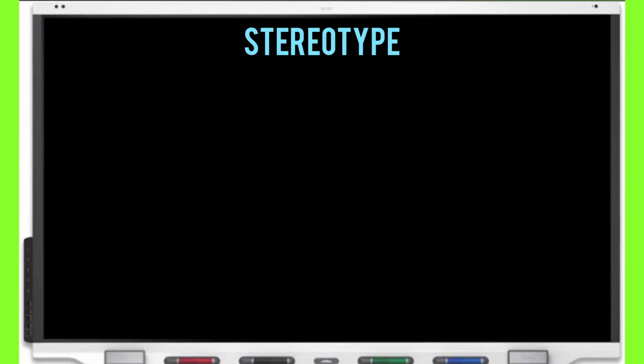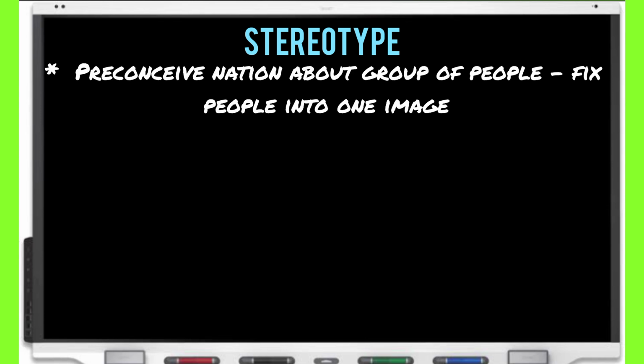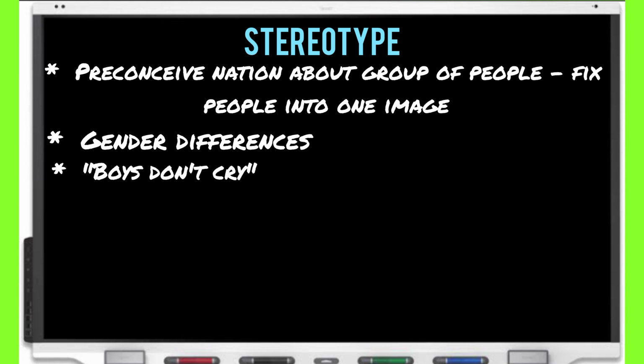The other phenomenon that we will be studying is the stereotype. Now a stereotype is a preconceived notion about something. It is something fixed in your mind, or a kind of image that you have. So let's say you associate various gender differences, so boys are not associated with girls. If a boy is seen crying, he might be teased. These are the things that occur under stereotypes.